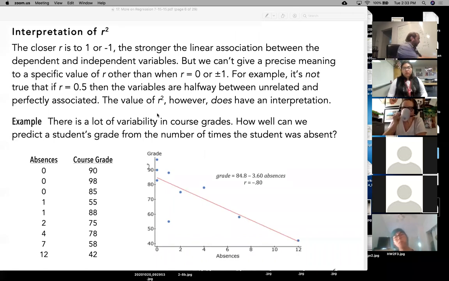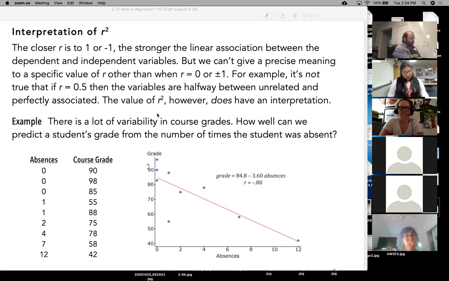So, interpretation of R squared. R is the correlation. And the correlation is important. There's no question about it. However, there's no physical interpretation of R. R squared, on the other hand, does have a physical interpretation. And this interpretation is what we're working on now.